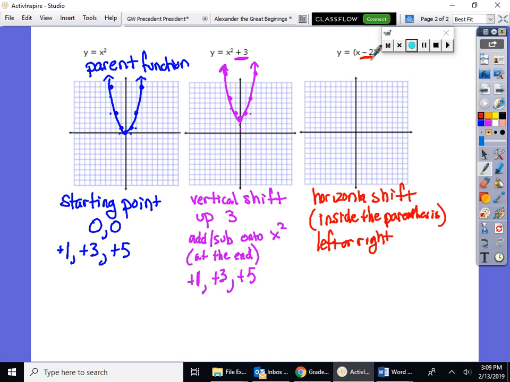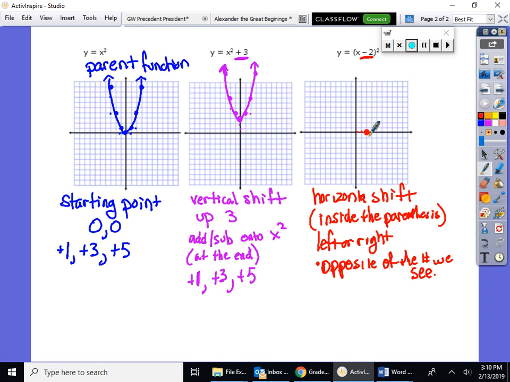Now, the key thing here: since it says x minus 2, it's going to be the opposite of whatever number we see. So since we see negative 2, it's always the opposite of the number we see. So that means we're actually going to go right 2. If it was positive 2, the opposite of positive 2 would be left. So we're going to count right 2.